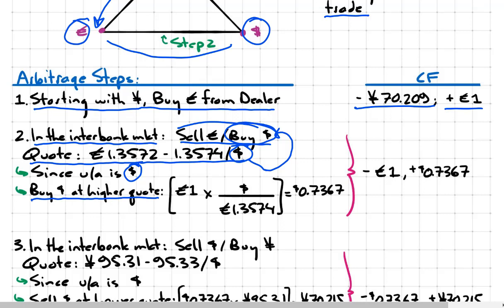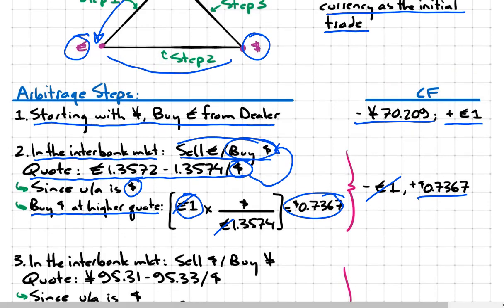So you take this €1 that you had from step 1 and you multiply it by this higher quote, which is the offer. And of course, what happens is the euros cancel out and then you're left with this many dollars. So there it is. You deliver the euro and you get this much from the interbank market. So that was step 2.